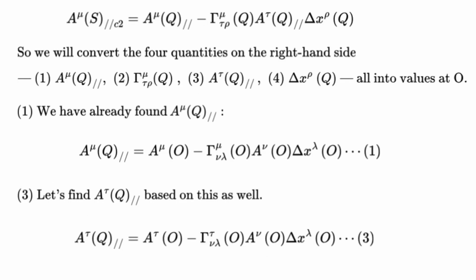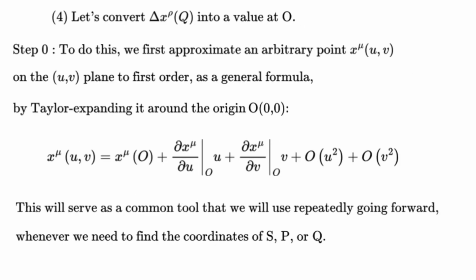So we will convert the four quantities on the right-hand side: 1, A^μ of Q parallel; 2, Γ^μ_τρ of Q; 3, A^τ of Q parallel; 4, δx^ρ of Q, all into values at O. 1, we have already found A^μ of Q parallel. 3, let's find A^τ of Q parallel based on this as well. Four, let's convert δx^ρ of Q into a value at O.